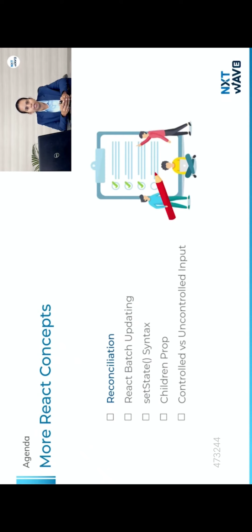Now, let's have a look at the concepts that we are going to cover. Starting with reconciliation, then we'll discuss React batch updating. We'll see some details regarding the setState syntax. We are also going to see the children prop. And finally, we'll understand the controlled input and the uncontrolled input. So let's start with reconciliation.